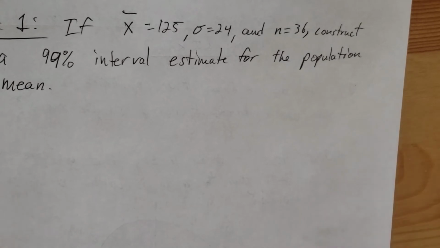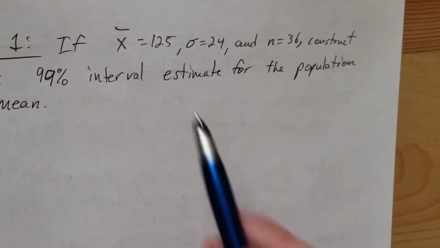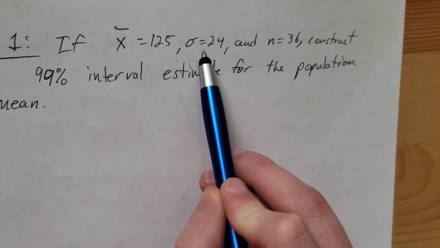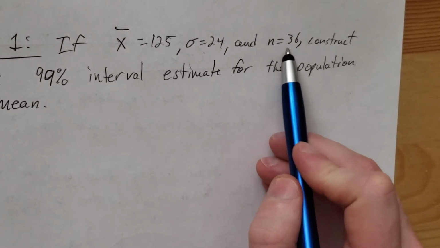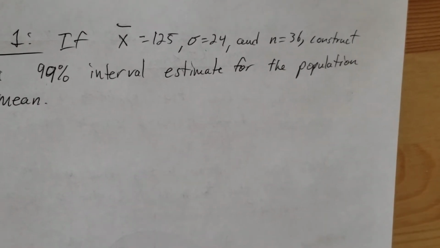All right, so we want to do one example here, but I'm going to change it up a little bit. Now, instead of doing 95%, we're going to do a 99% interval estimate. So here is our example. If x bar is 125, sigma is 24, and the sample size is 36, we want to construct a 99% interval estimate for the population mean. I.e., we want to construct an interval that we are 99% sure the actual true population mean is within.